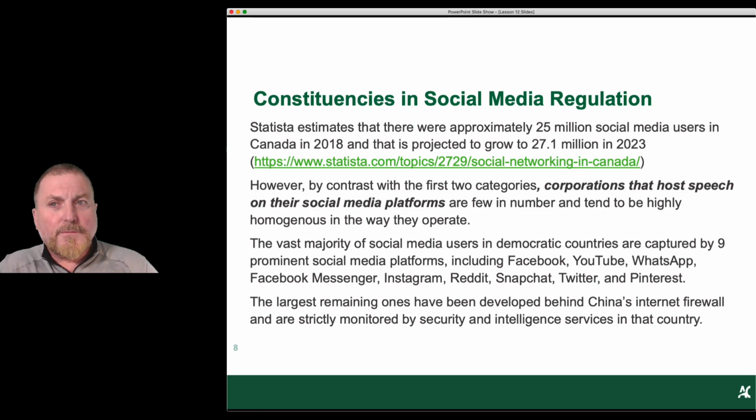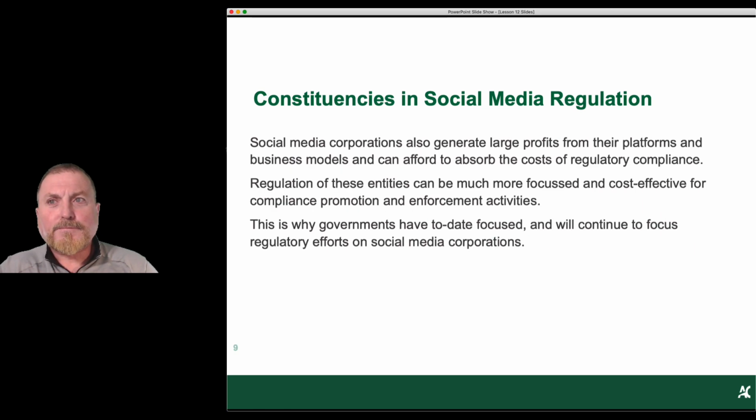The vast majority of social media users in democratic countries are captured by nine prominent social media platforms. Right? That's changing a bit now with the rapid rise of TikTok, but mainly Facebook, YouTube, WhatsApp, Facebook Messenger, Instagram, Reddit, Snapchat, Twitter, and Pinterest are the big guys, right? The largest remaining ones have primarily been developed behind China's internet firewall, although like TikTok, some of them are starting to emerge in other countries and become very powerful and popular, and that will continue to change. There will be others, right? Others will emerge in time, all right?